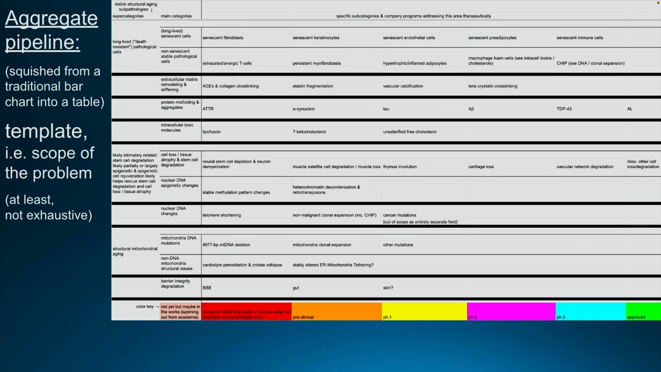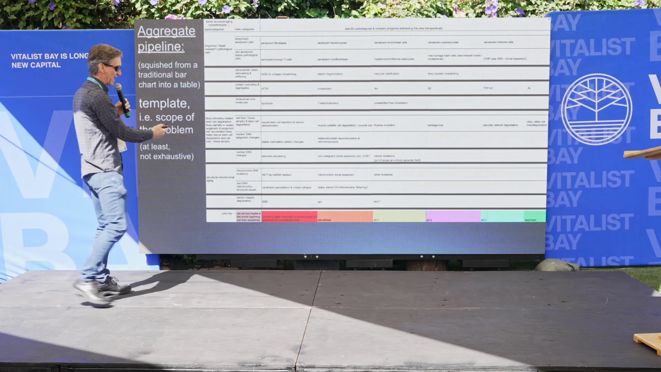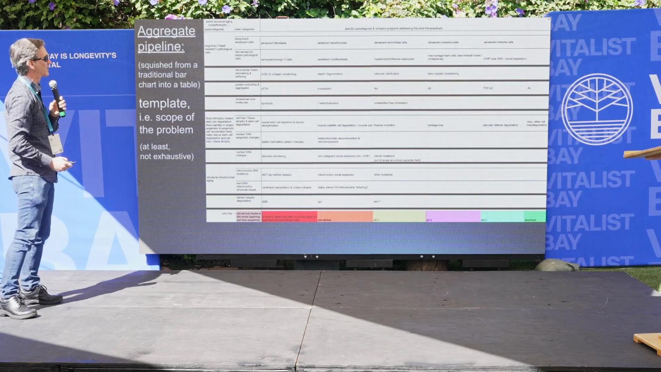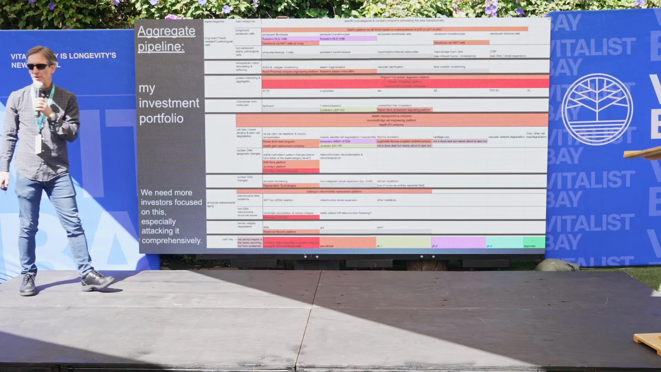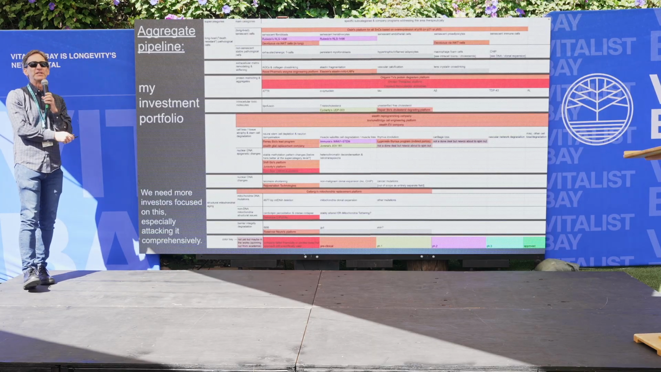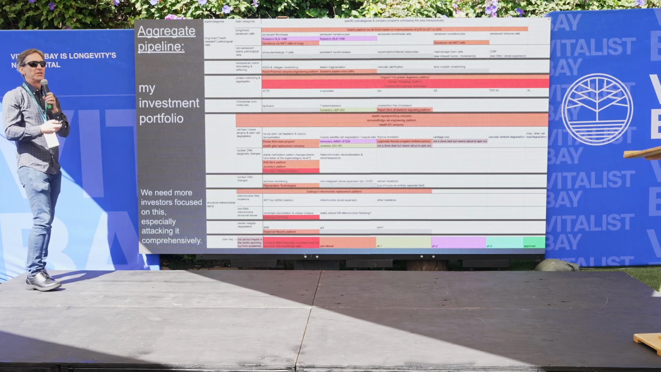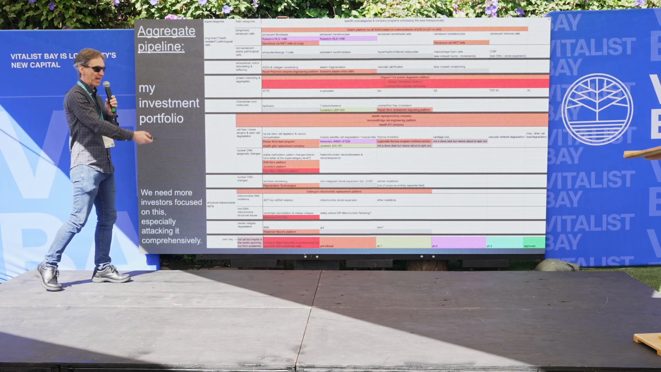And then instead of drilling down in a horizontal tree, in order to fit everything on one slide, I've taken the main category, and I've got the subcategories up here. Then we've got all the different individual subpathologies filling out the table. And instead of bars going across, we can just do color coding. So this is my investment portfolio organized according to the different stable structural subpathologies of aging and their subcategories.